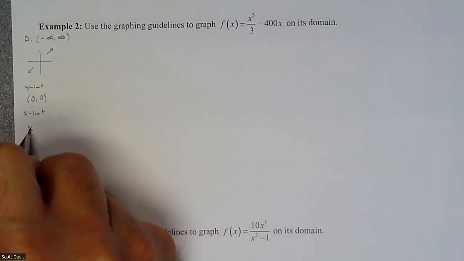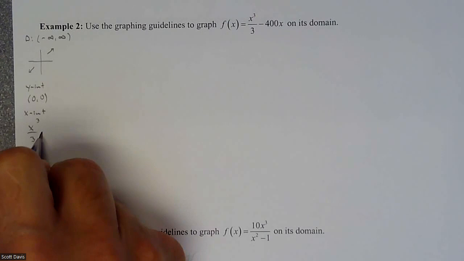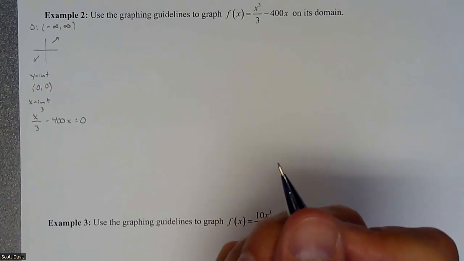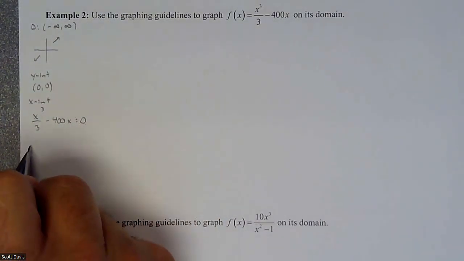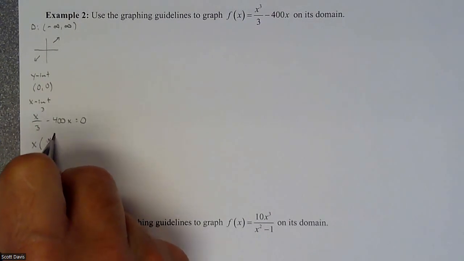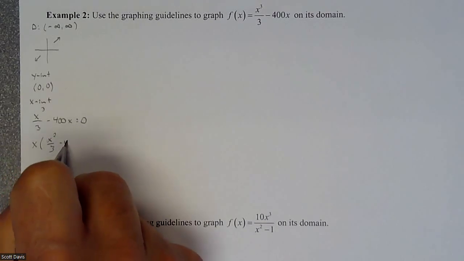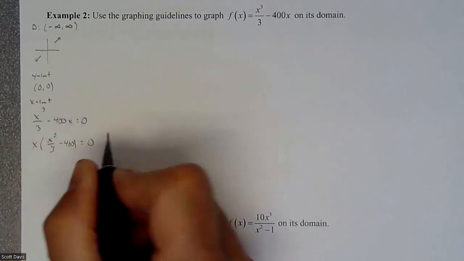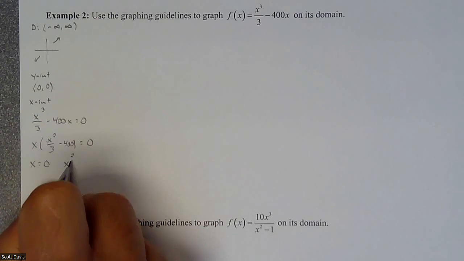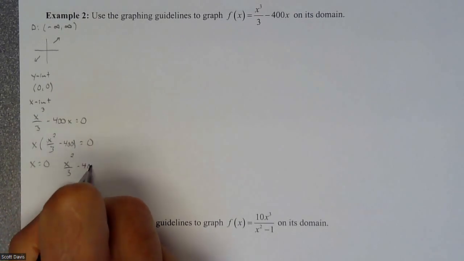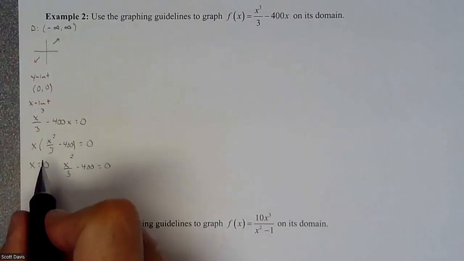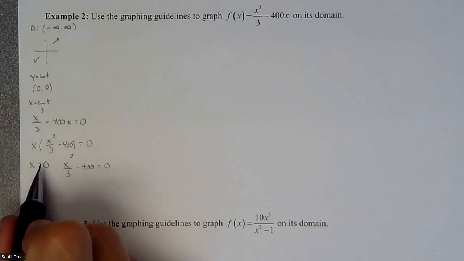And so we're going to take x cubed over 3 minus 400x, set it equal to 0, and figure out how to solve that. So we'll start by factoring an x out. And that would leave us with x squared over 3 minus 400 equal to 0. We'd set each factor equal to 0. So there's one x-intercept, which is also a y-intercept. And so we have that.